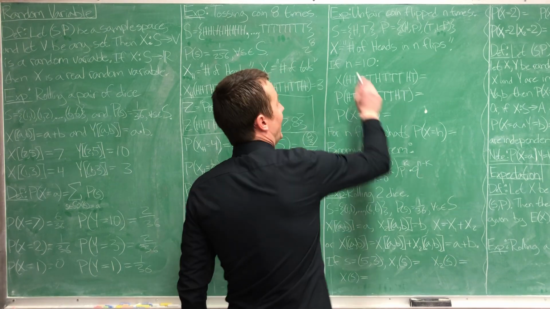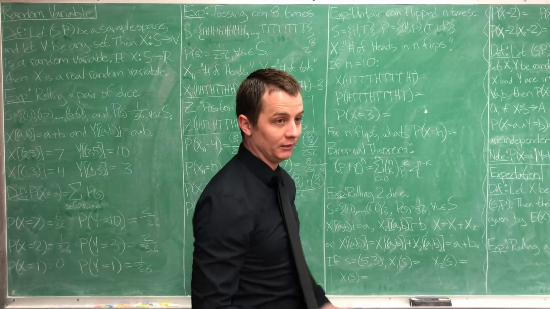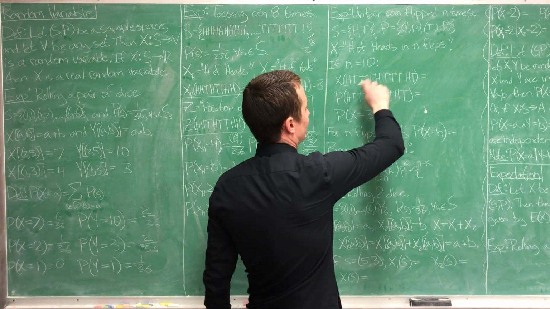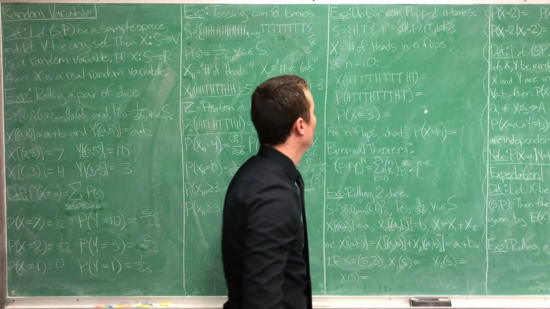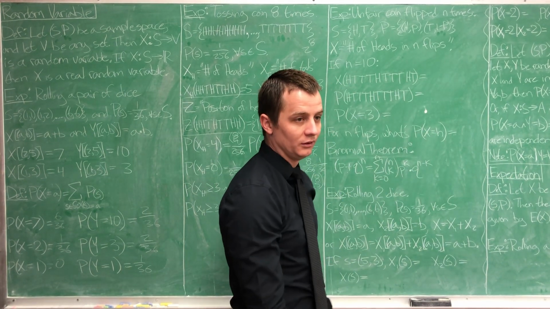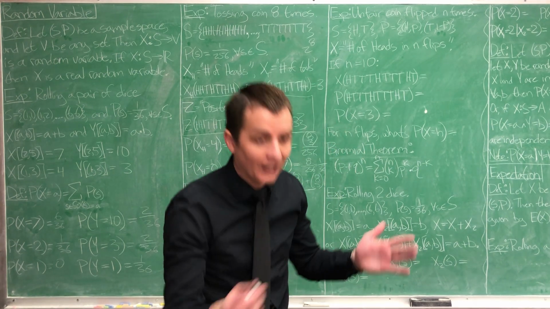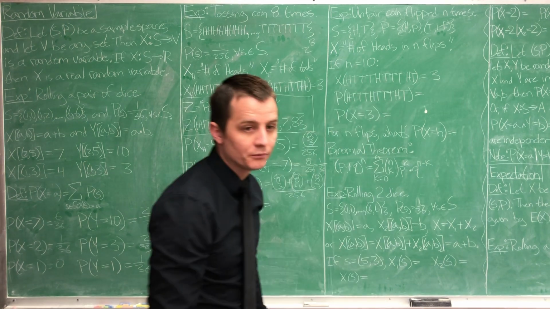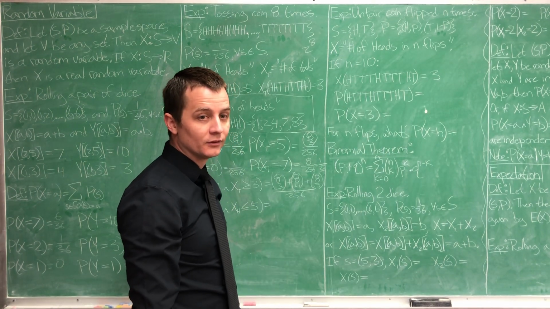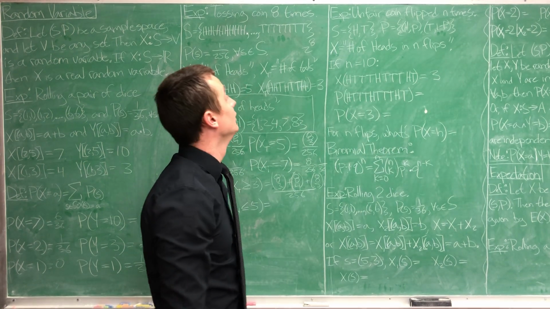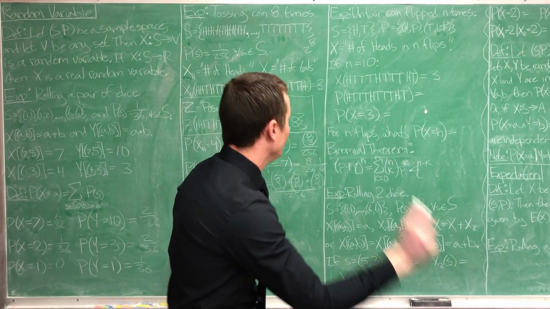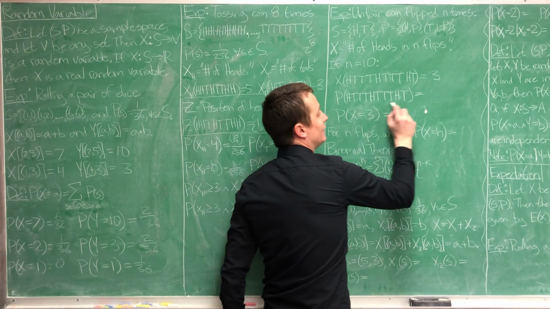So now we'll say n is 10. I'm flipping the coin 10 times. Here's one possible string of flips I get. Heads, tails, tails, tails, heads, tails, tails, tails, heads, tails. What is x of that string of flips? 3. It just counts the number of heads. Nothing fancy, right? Good?